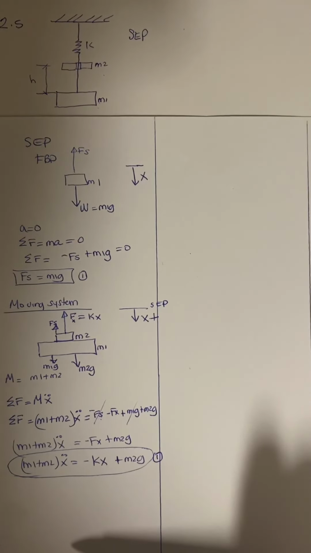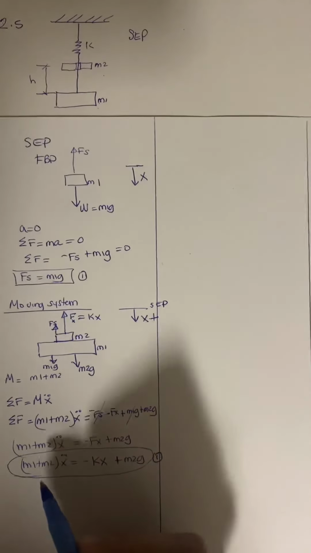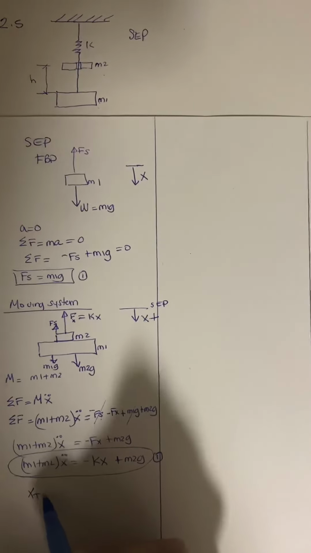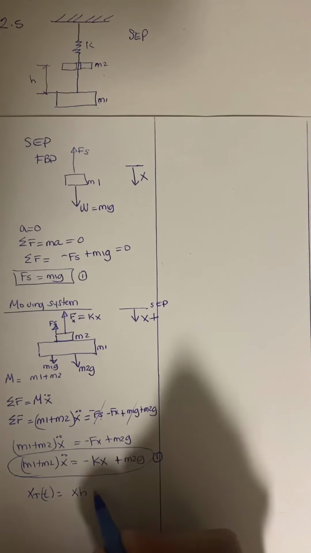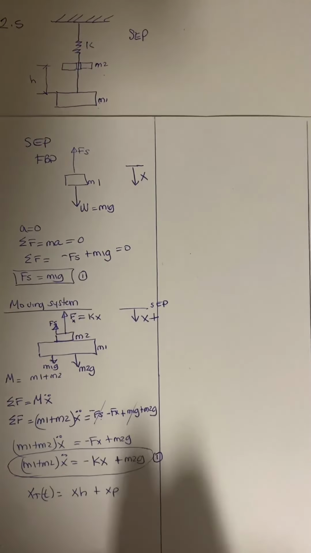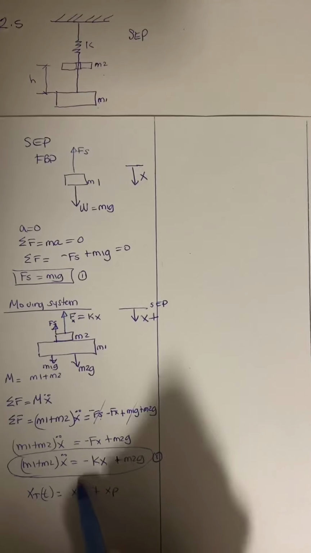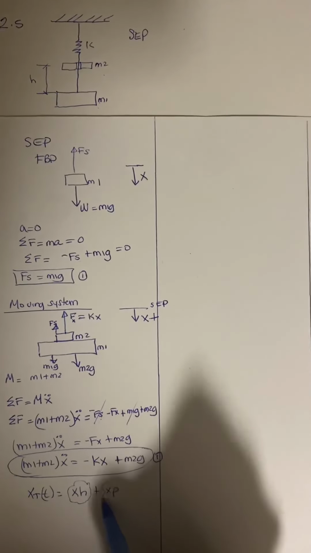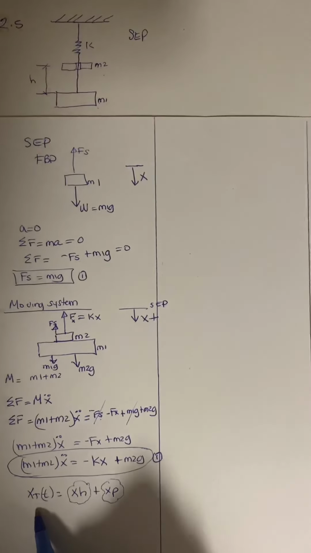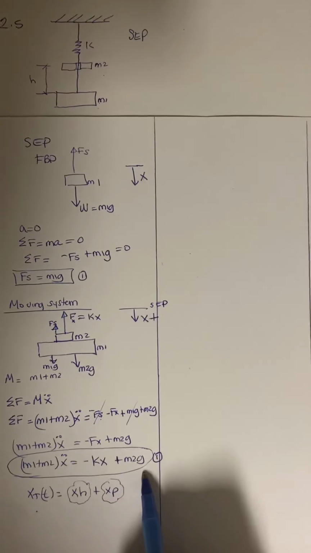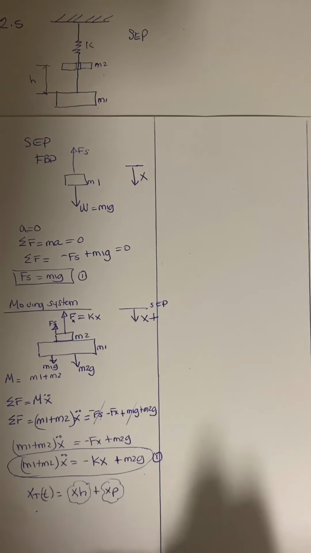Now, a second order differential equation like this one will have a total solution which is composed of a homogeneous solution and a particular solution. This is the homogeneous solution and this is the particular solution. So we need to find these two solutions in order to get the total solution of this differential equation. So let's start with the particular solution.